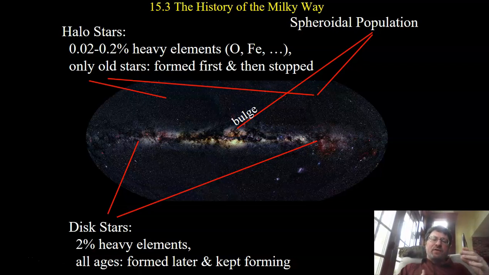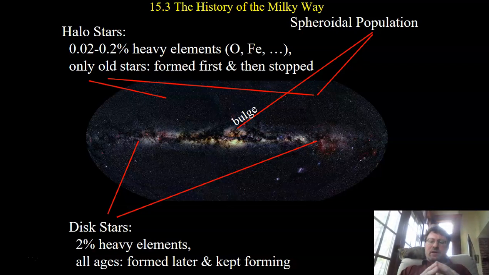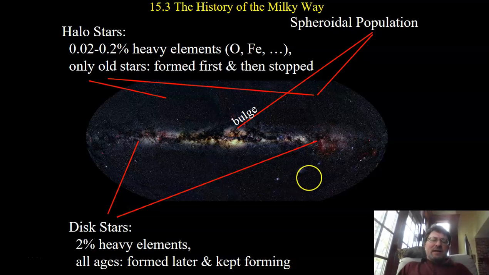Okay, so we'll say a few words here about material from section 15.3, and we'll be finishing up the chapter on our galaxy next time. And so, in our galaxy, there are two main populations of stars. There are the spheroidal population of stars and the disk population. Now, within the spheroidal population, there are two subcomponents. There's the bulge of stars and the halo of stars.